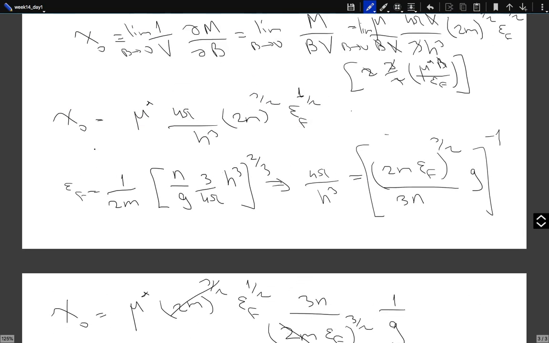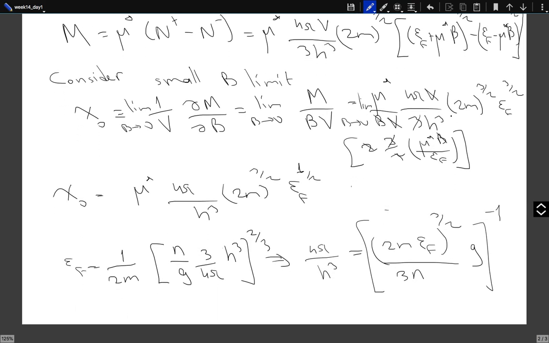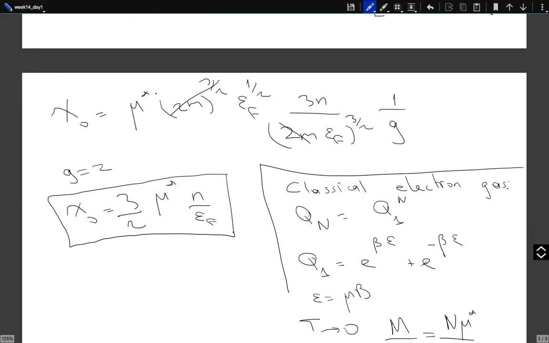Okay, so probably I made some mistake somewhere. Yes, here. You see, here I have a mu star. Inside I also have another mu star. So here I have a mu star, here I have another mu star, so this is mu star squared.